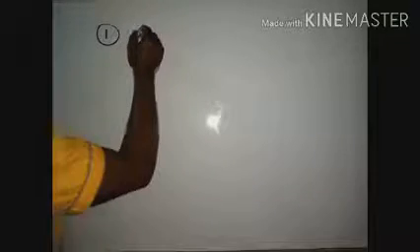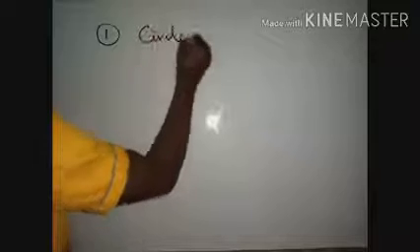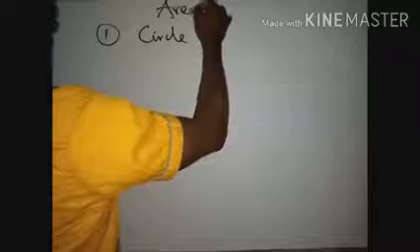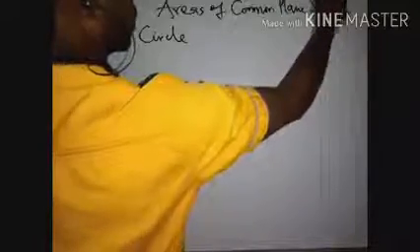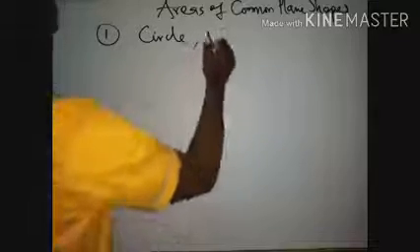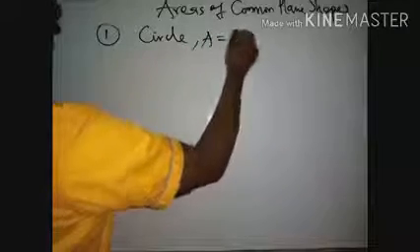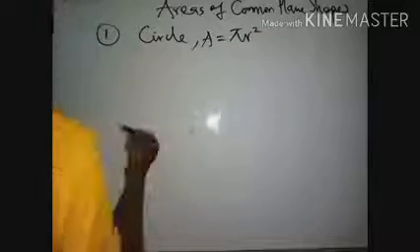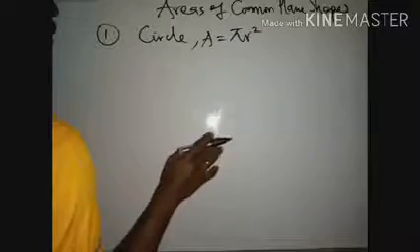So if you have a circle, the area of common plane shapes. The areas of common plane shapes. So, say you have a circle. The area of a circle will be pi r square, just like that, r square.